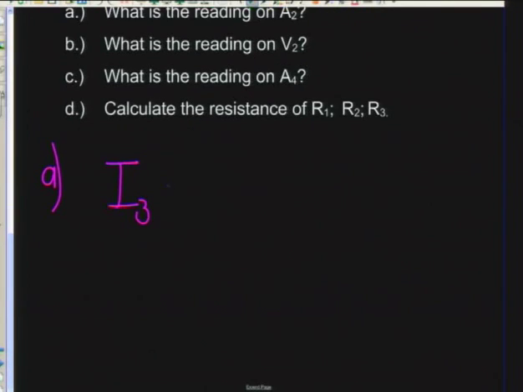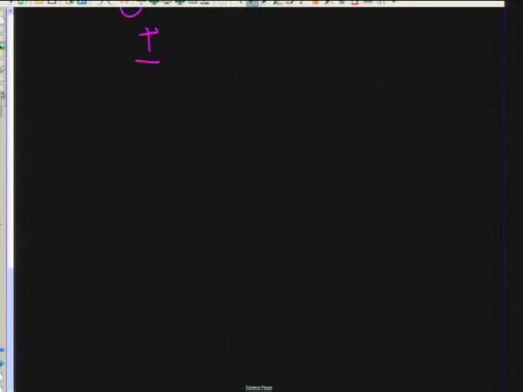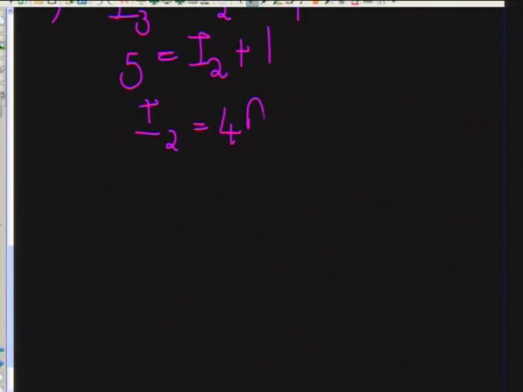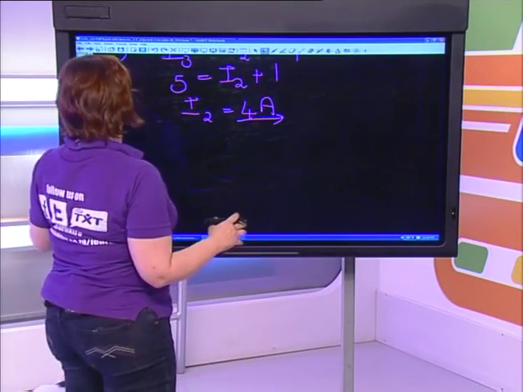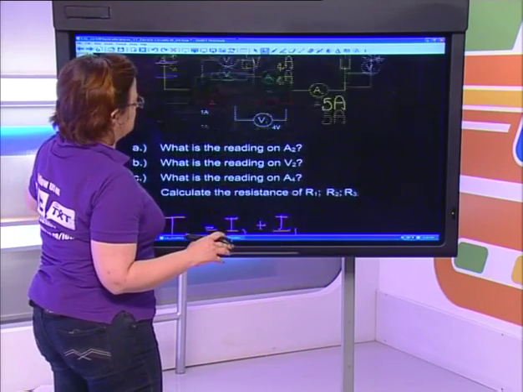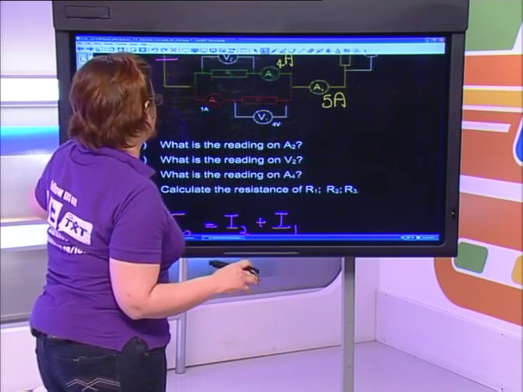So I3 is going to be equal to I2 plus I1. And I3 was 5. I2 is what I'm looking for. I1 was 1. That means I2 equals 4 amps, okay? That could be 2 marks, could be 3 marks, all depends on your examiner. So we're sorted. We've now proven that it's 4 amps. We're happy. What is the reading on V2?